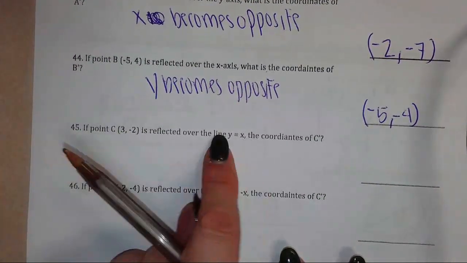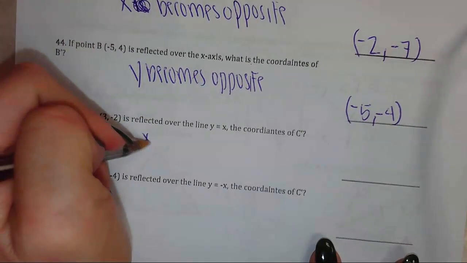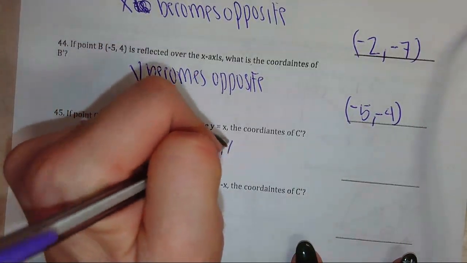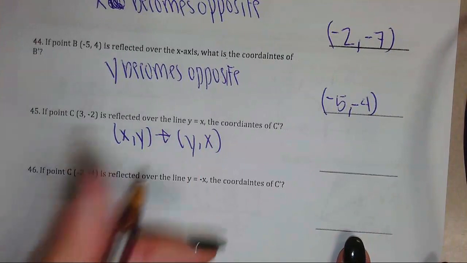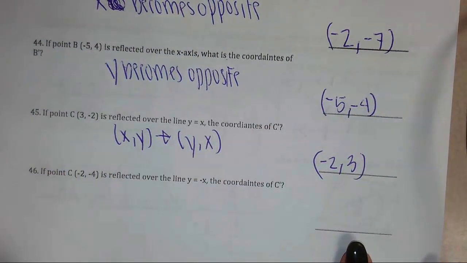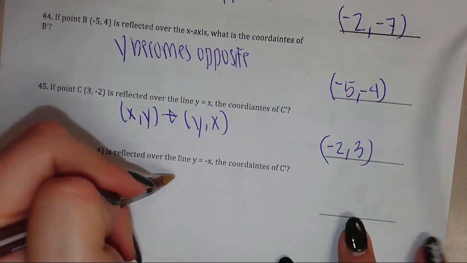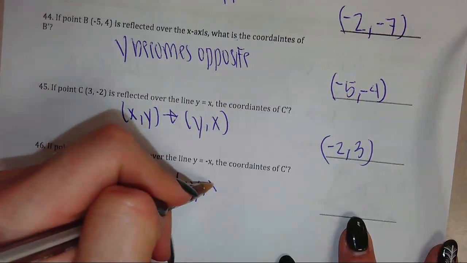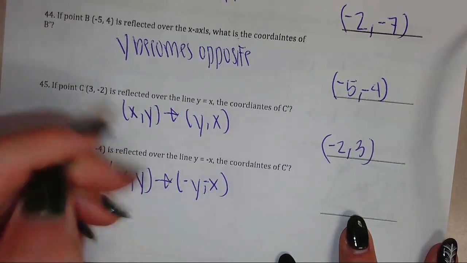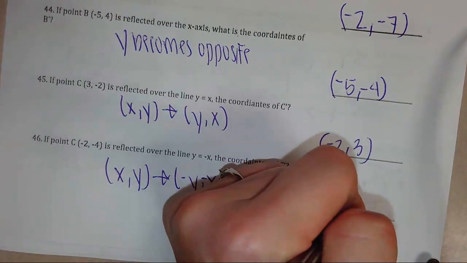Okay, so this one is a little bit trickier. It might be easier if you do some patty paper. But you're going to have x, y, and then y, x. So -2, 3. So they simply switch places. When it's y equals -x, they switch places and they become opposite values. So you have x, y, and then they switch places and become opposite values. So +4, 2.